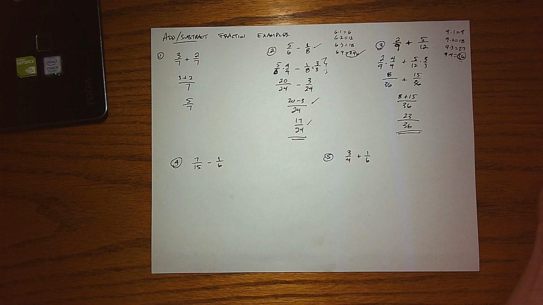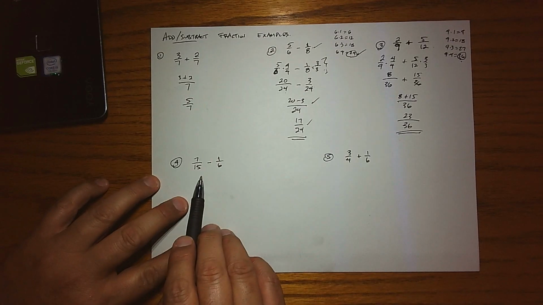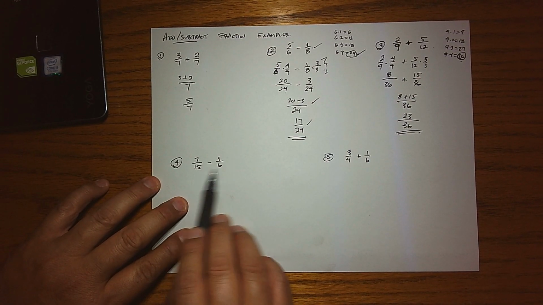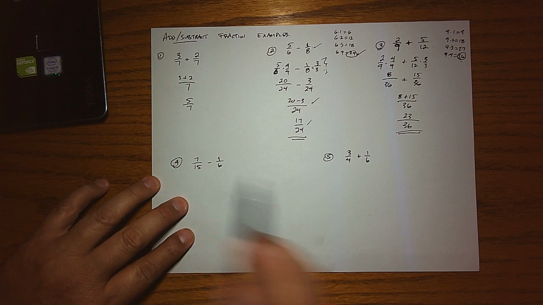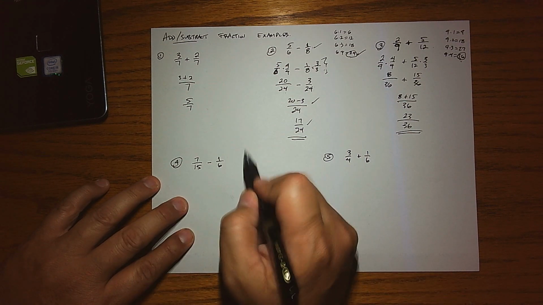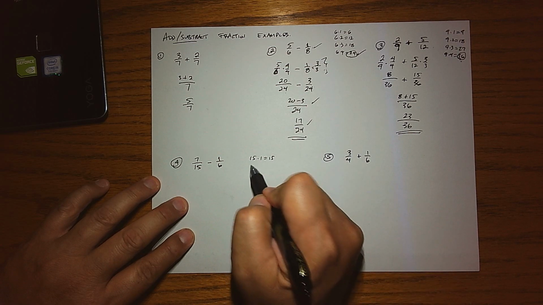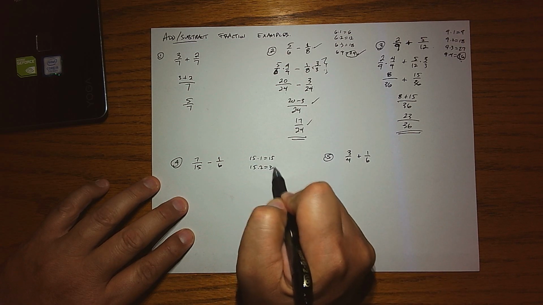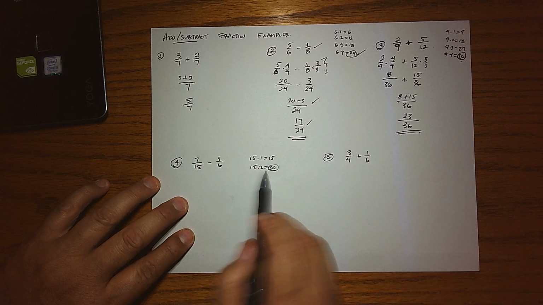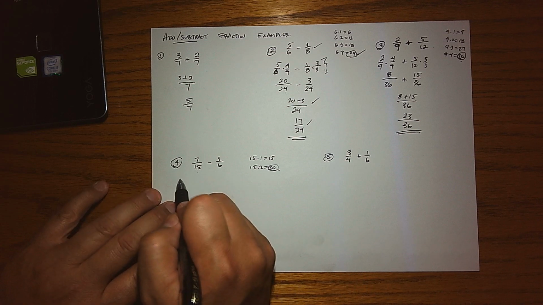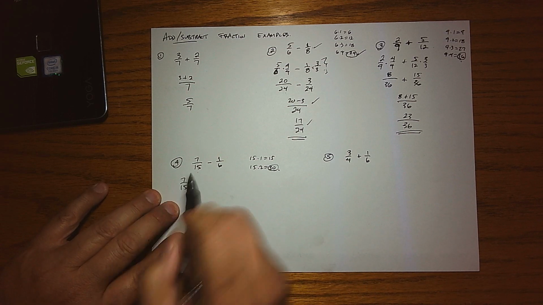So it's pretty much the same thing over and over again. Here for number 4, we're subtracting. The denominators are not the same, so I need a common denominator. And again, if we list some factors, I'm going to do the 15 this time, right? 15 times 1 is 15. 15 times 2 is 30, and there we go. 6 goes into 30 5 times. So there's our LCD. So what equivalent fraction can I build out of 7/15?